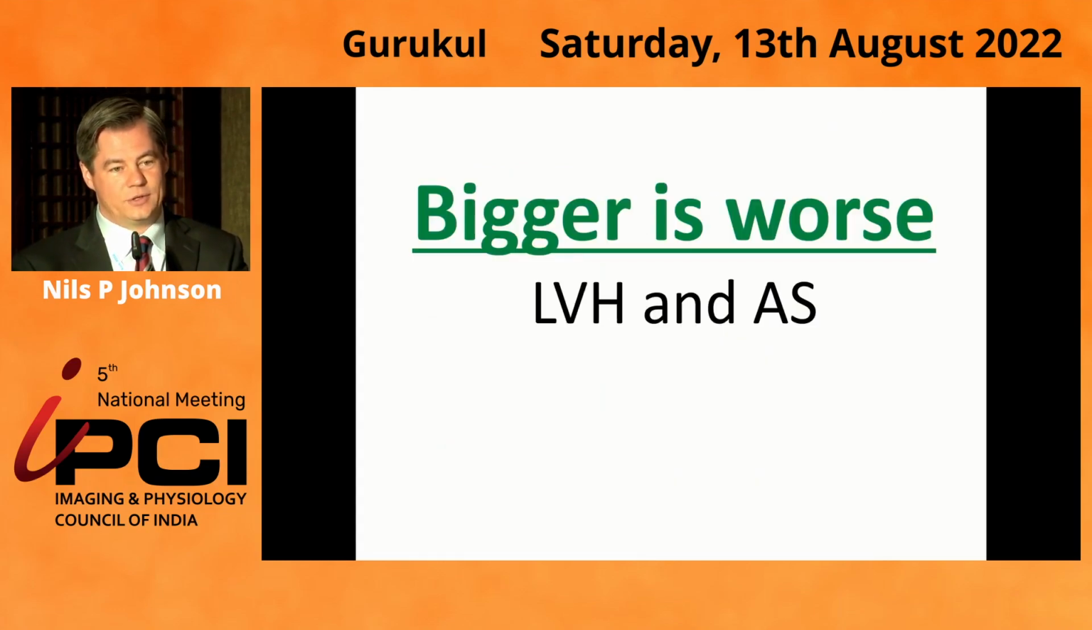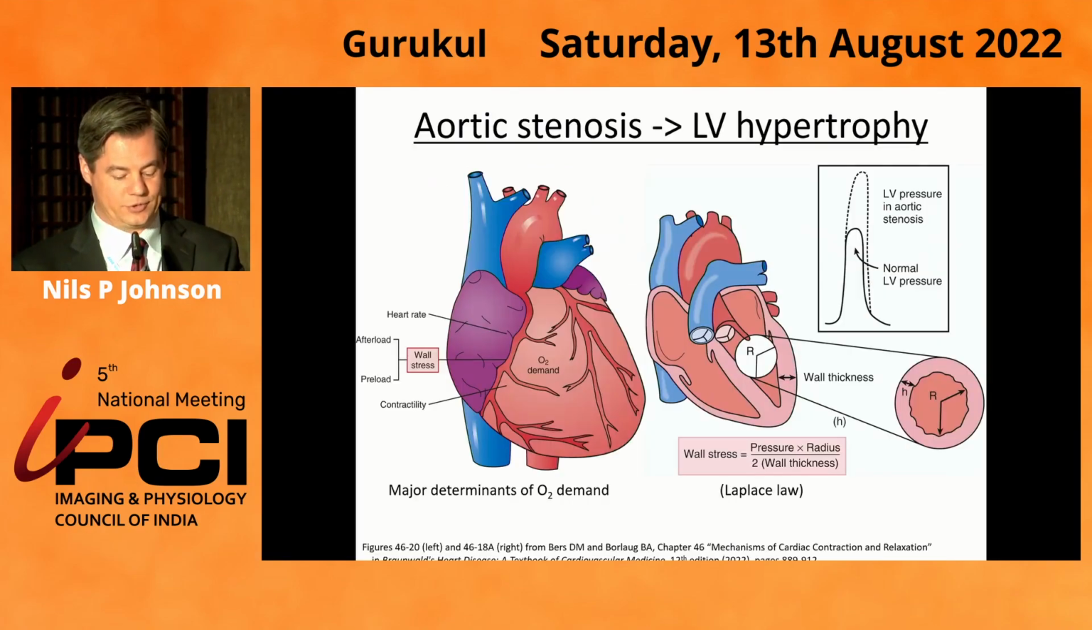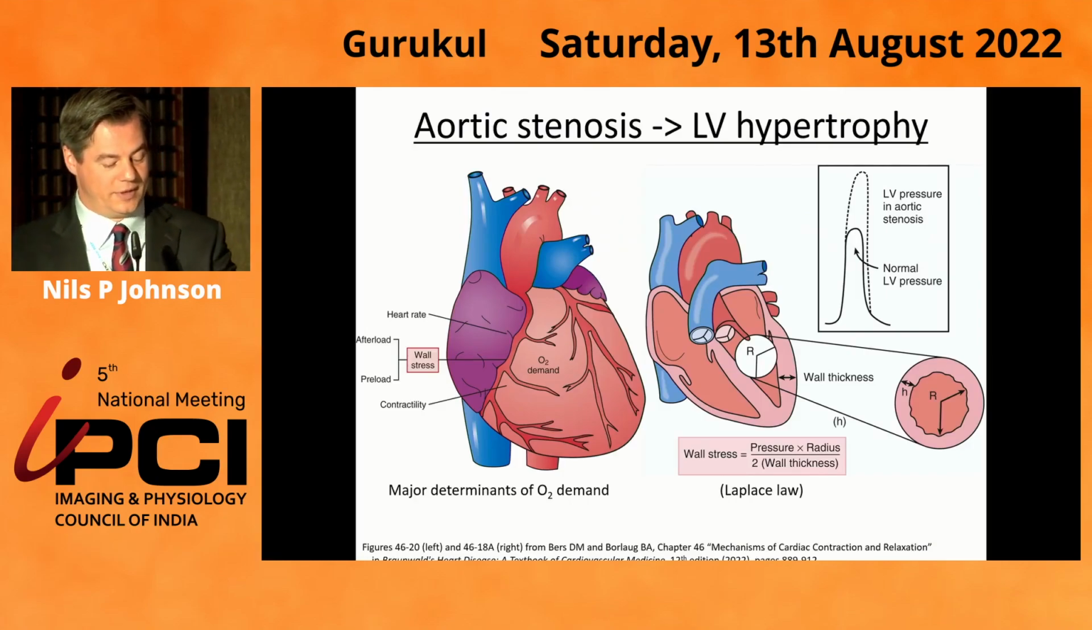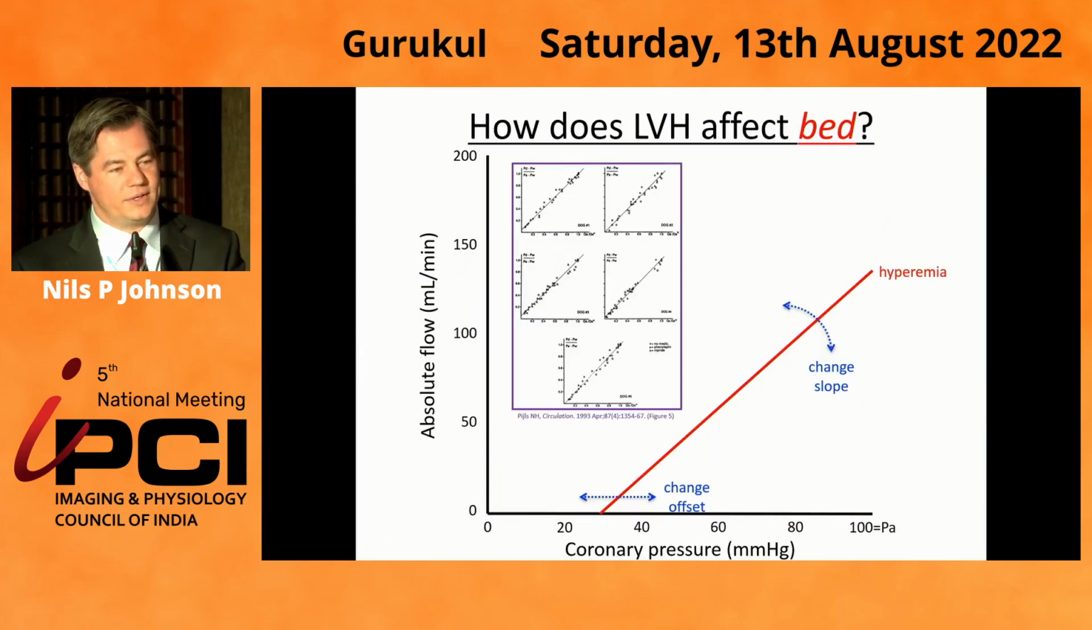practice. And the issue for understanding this has to do with the relationship between how aortic stenosis leads to left ventricular hypertrophy. As you recall, aortic stenosis increases both afterload and preload, so drives up wall stress, which is one of the major determinants of myocardial oxygen demand. And as a result, the heart then increases its thickness in order to bring wall stress and also myocardial oxygen demand back down. So that's the Laplace relationship. What does this do then to the myocardial bed?